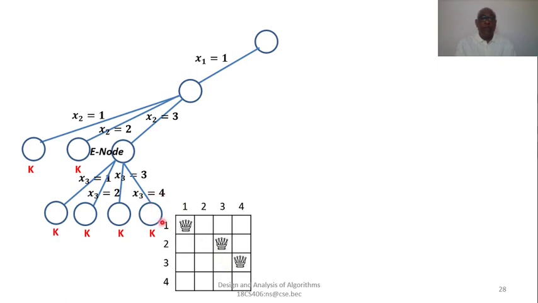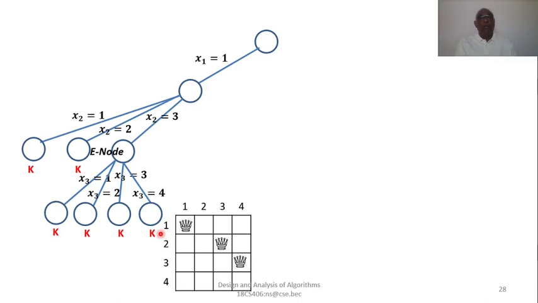And this node representing the solution 1, 3, 4 also violates the constraint because x2 and x3 have a row difference of 1 and the values of x2 and x3, 3 and 4, also have a column difference of 1. So the diagonal constraint is not satisfied and hence the bounding function is not satisfied at this node. So this node is killed.